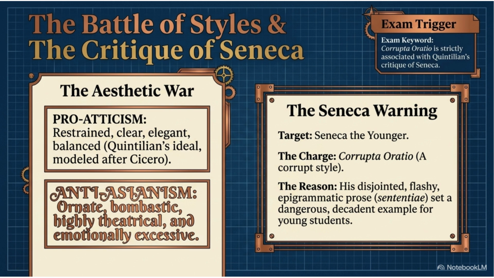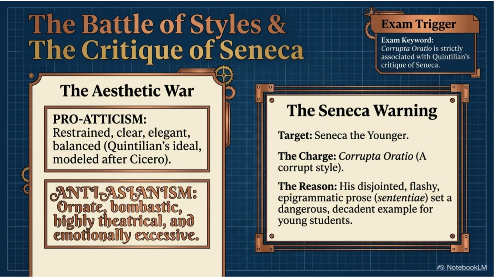This question created one of the biggest literary debates in ancient Rome. This slide calls it the Battle of Styles. On one side stood the supporters of Atticism. On the other side stood the supporters of Asianism. Quintilian carefully examined both styles and clearly chose one over the other. Let us understand why. The aesthetic war.